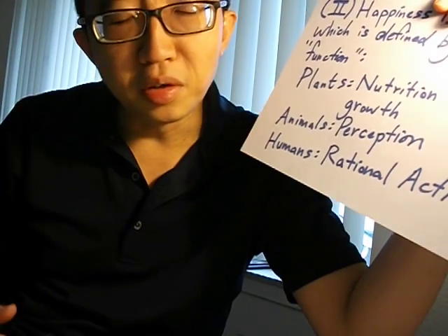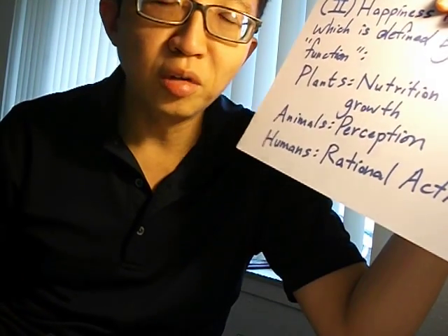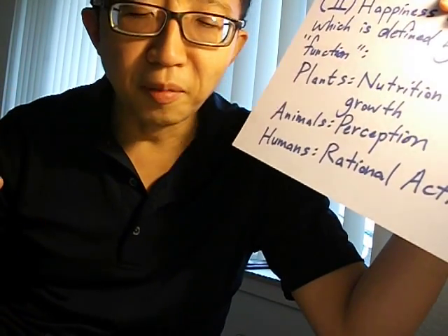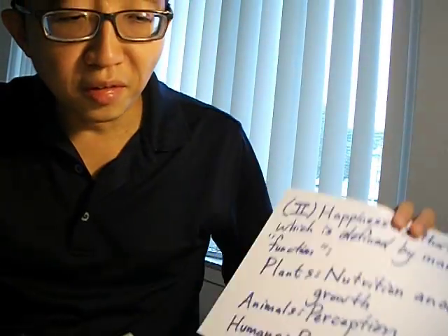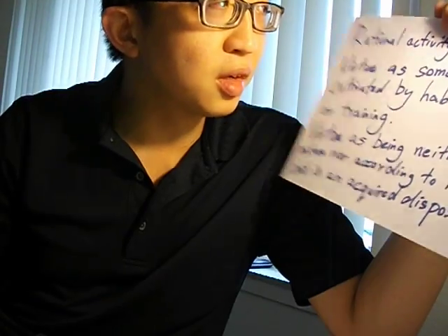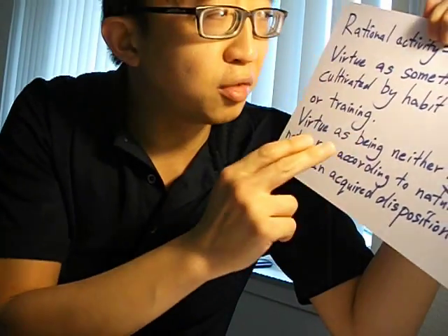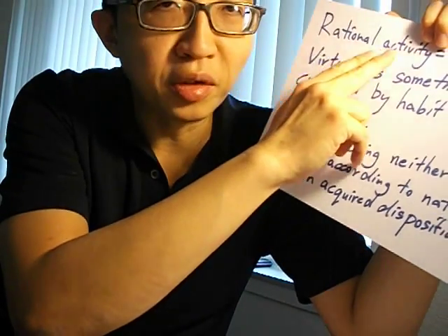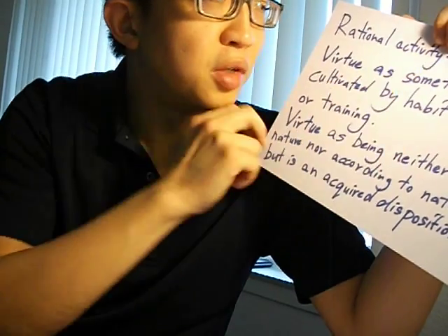So the next question is, what is virtue? How do we go about cultivating it? Okay, so let's move on to the next slide. So again, I'm repeating myself. Aristotle says that rational activity for human beings is virtue.